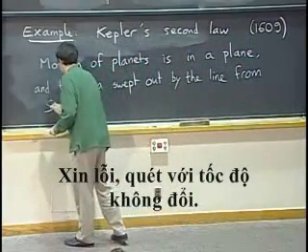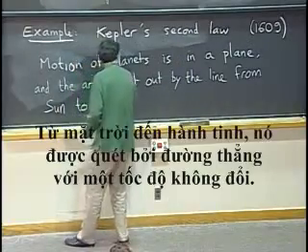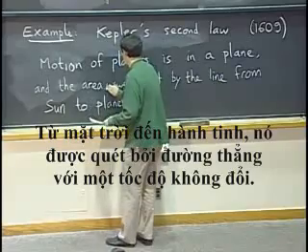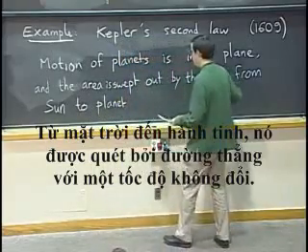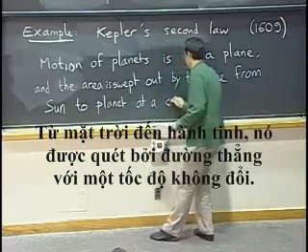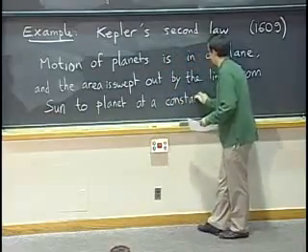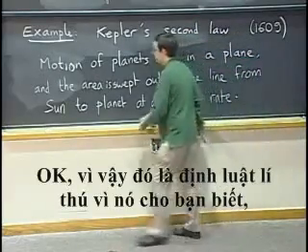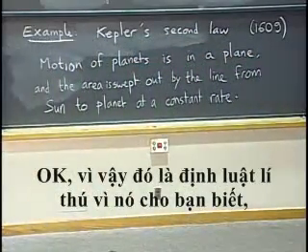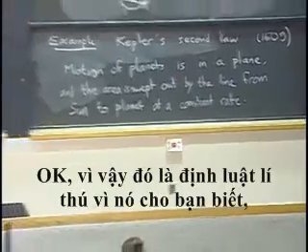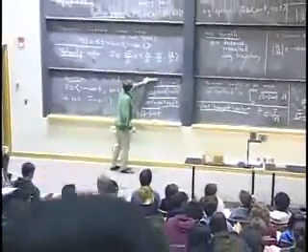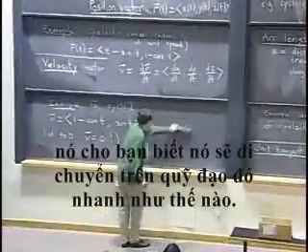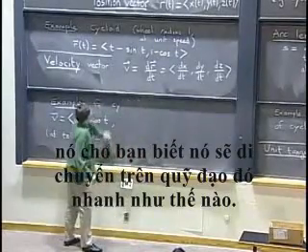is swept at a constant rate from the sun to the planet, area is swept out by the line at a constant rate. Okay. So that's an interesting law because it tells you, once you know what the orbit of a planet looks like, it tells you how fast it's going to move on that orbit.